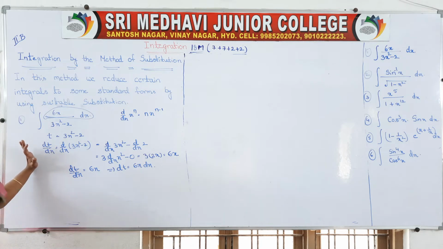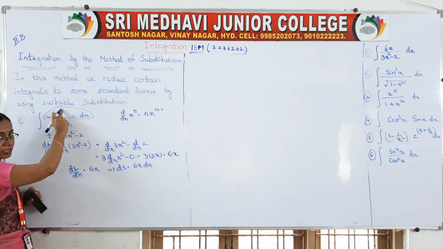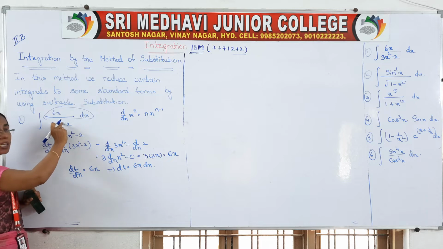So in any substitution problem, two terms are there. You take as t that term whose power is more than the other one, and that too only one. See, here the power is 1, here the power is 2.